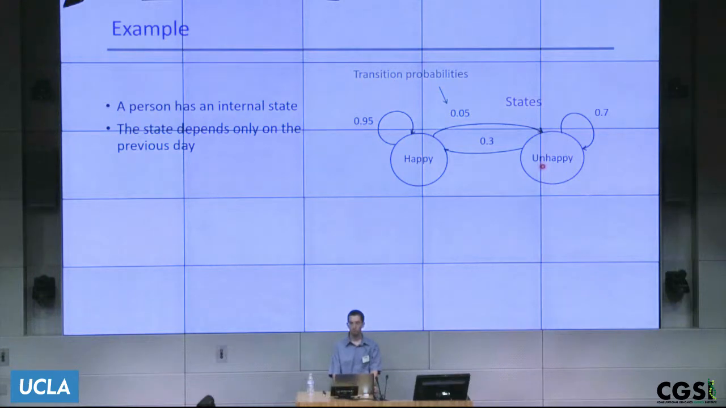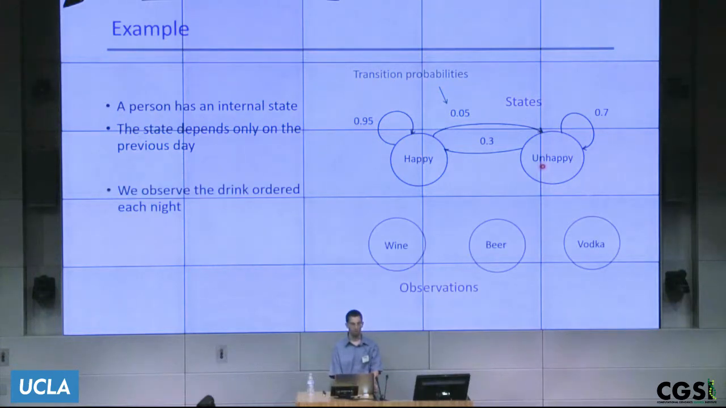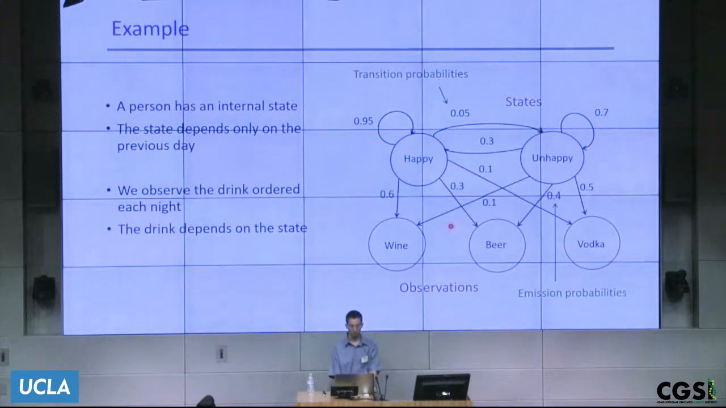But let's say that we cannot observe this internal state. Let's say we are bartenders, and we see which drink was ordered each day when that person went to the bar. Say there are 3 possible drinks, and the key point is that the probability to order each drink depends on the internal state. If I'm happy, I have a higher probability to order wine and a low probability to order vodka, and vice versa if I'm unhappy.